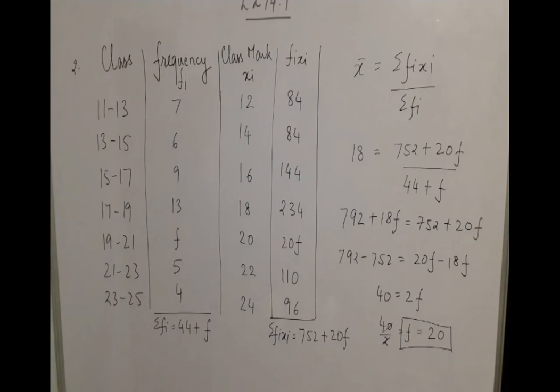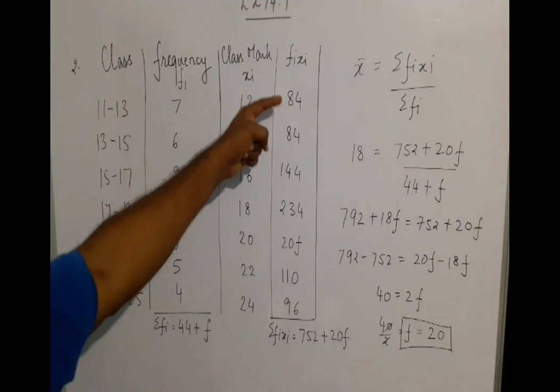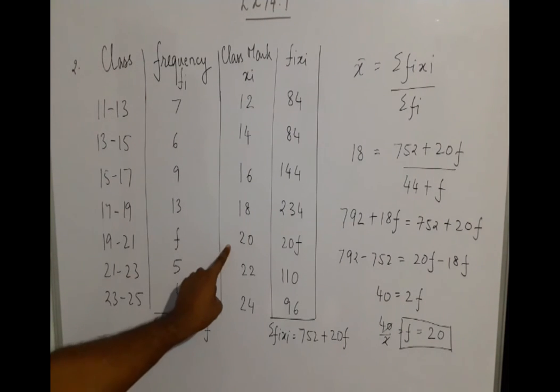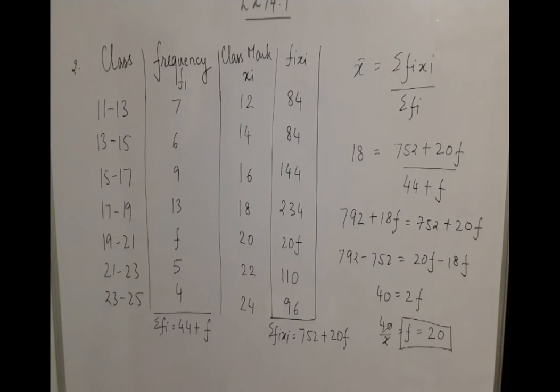400 plus 752 is how much? 1152. And 44 plus 20 is 64. So 1152 divided by 64 gives us 18. So we have got the unknown frequency to be 20. Okay? If you think the multiplication is bigger, you can even try the sum by which method? The assumed mean method. You can take either this f equal to A. So should we try out that method now? Okay? So we'll even do that method.